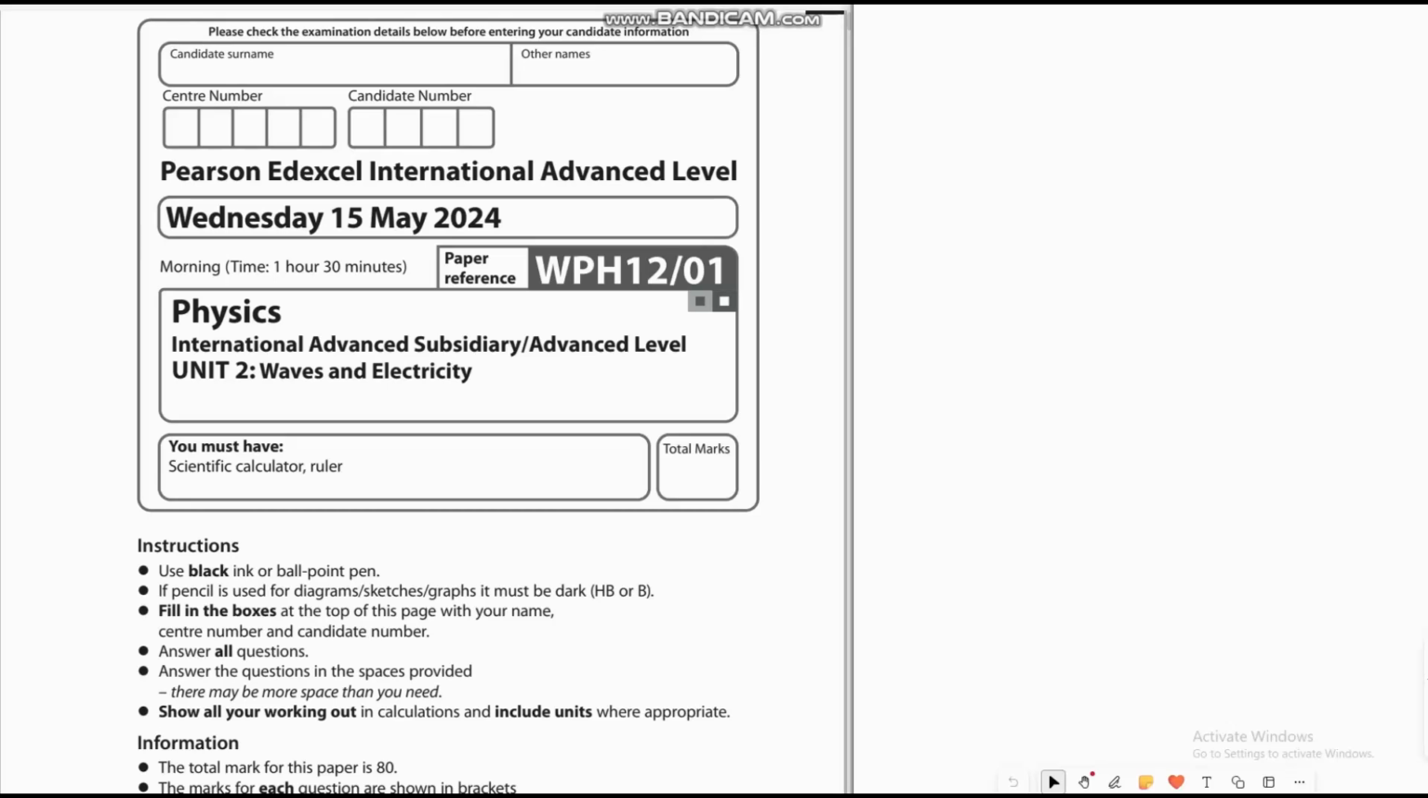So I'm going to discuss the 2024 May Unit 2 Physics paper of IAL Pearson Edexcel.